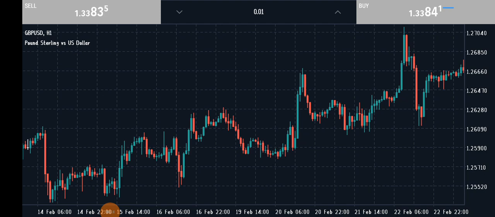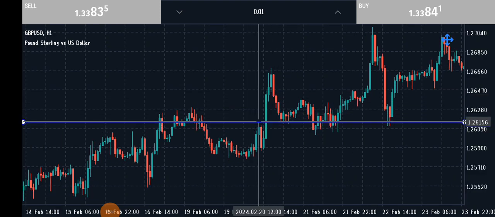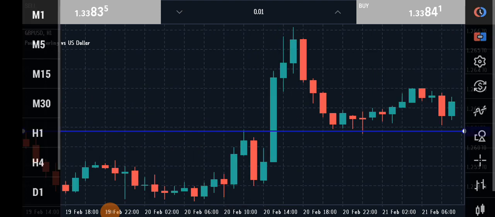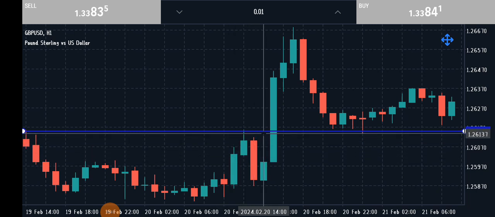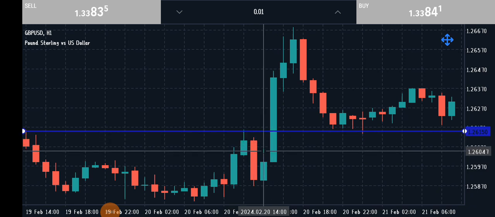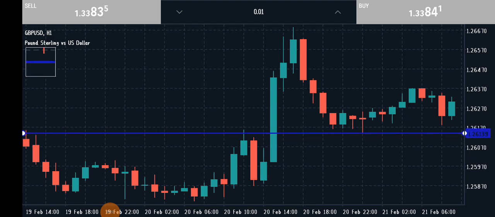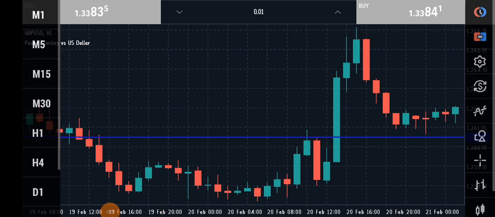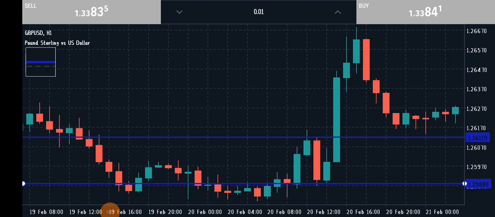Okay, now before I draw this line, let's assume that the market is in this direction. Let me make it bigger. Let's assume that after this green candle a red candle formed and you placed your first change in character here where the red candle started forming from, and you place your second change in character where the green candle started forming from.